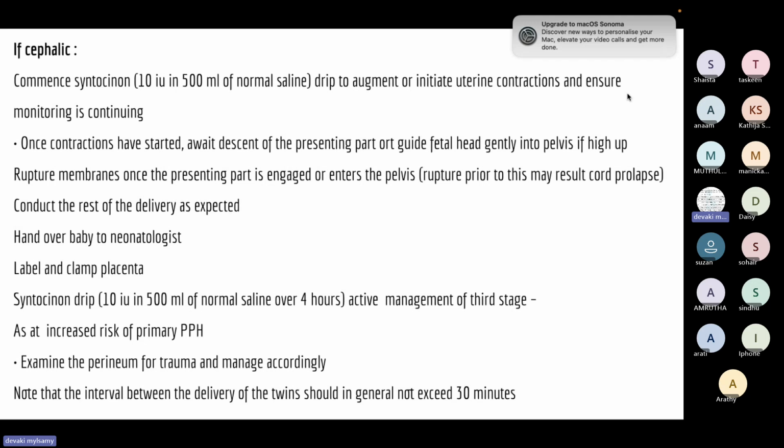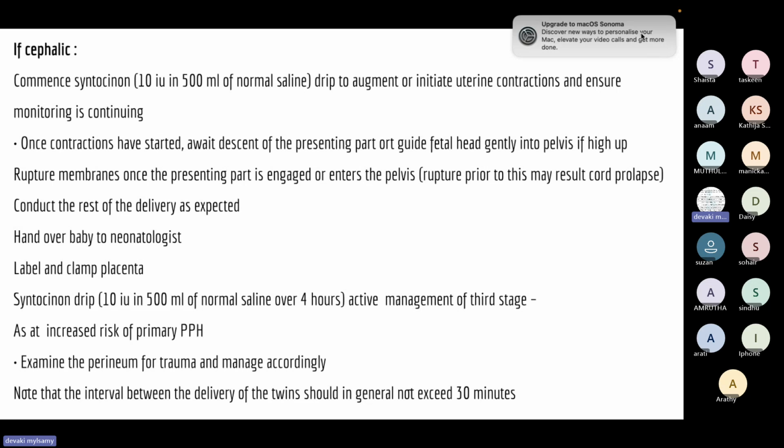Once the contractions have started and the presenting part is deeply engaged into the pelvis, rupture of membranes can be done at this point. Do not rupture prior to this, because again there is the risk of cord prolapse. Conduct the rest of the delivery as expected.